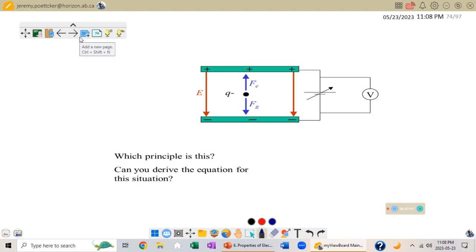All right, what principle do we have here? Well, we have balanced forces, right? And uniform motion, as in we're at rest. So what's the equation here? Well, it's going to be Fe is equal to Fg, or more correctly, absolute value of Fe is equal to the absolute value of Fg.